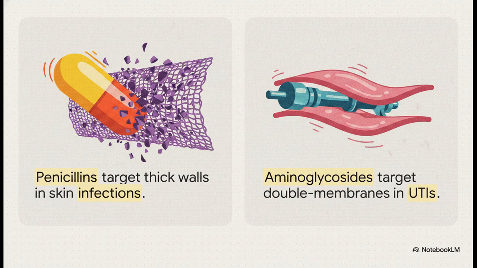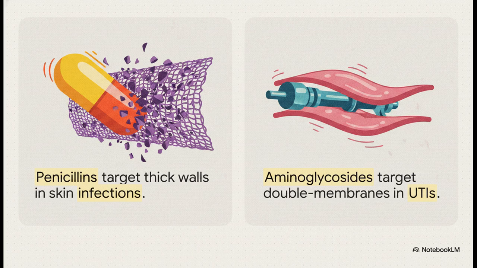Because once we know the wall structure, we can systematically match our weapons to it. For gram-positive bugs with those thick walls, we're going to deploy bactericidal weapons like penicillins or first-generation cephalosporins. Why? Because these drugs specifically target and literally smash that thick peptidoglycan layer, which makes them absolutely perfect for things like skin infections or strep throat.